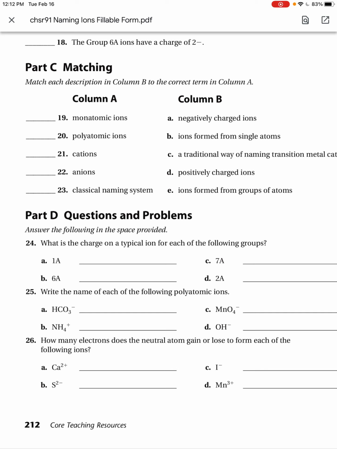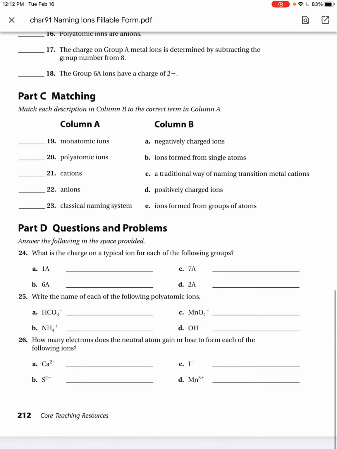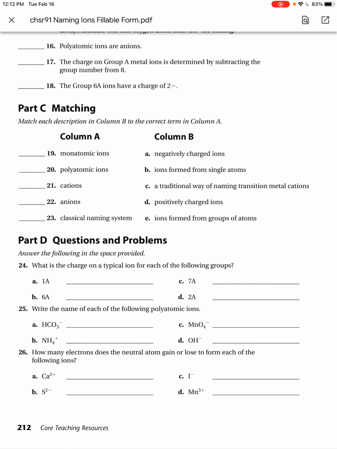That would be A. And number 23, a classical naming system, is C, a traditional way of naming transition metal ions, cations. And that's something we don't do. We use the stock modern official IUPAC system, International Union of Pure and Applied Chemistry.